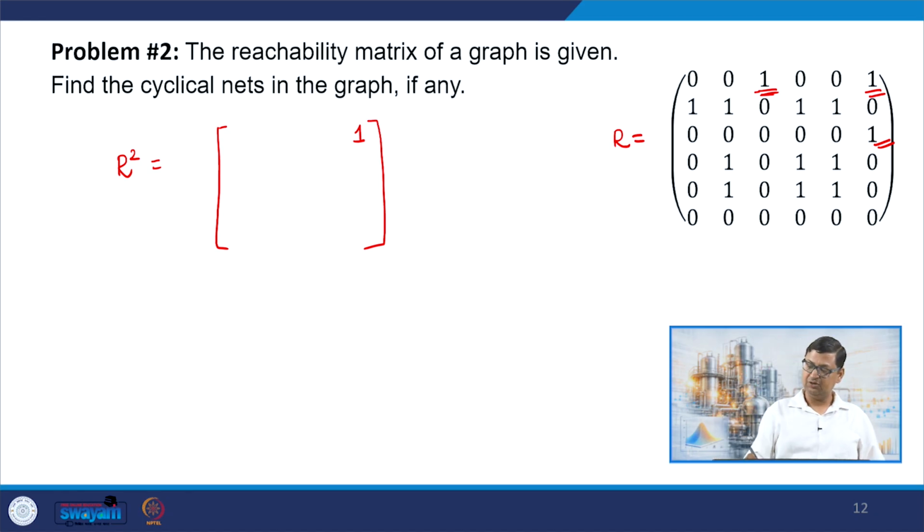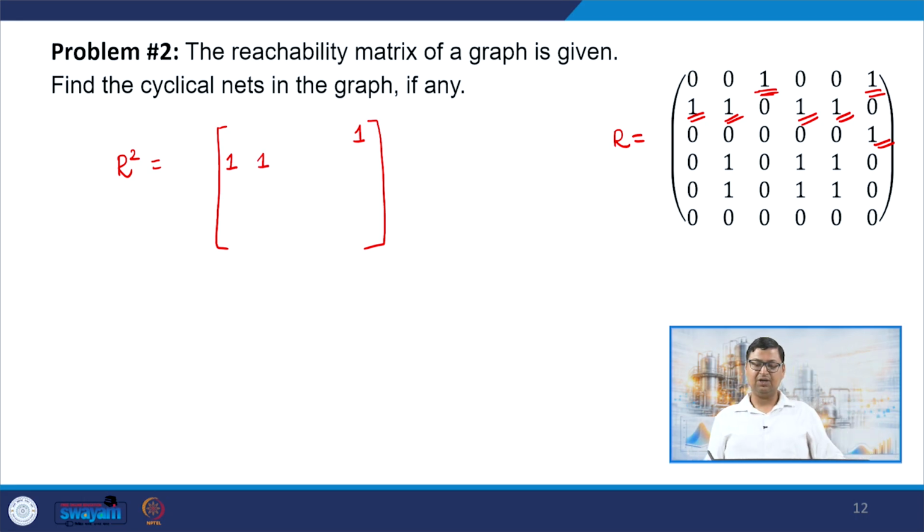For the second row, we have first, second, fourth, fifth element as 1, right? For the first column, the second element is 1, so I can put 1. For the second column, again the second element is 1, so I can put a 1. For the third column, the first element is 1, so again I put a 1. For the fourth column, the second element is 1. For the fifth column, again the second element is 1. And for the last column, again the first element is 1, right? So you get all ones in the second row, right?